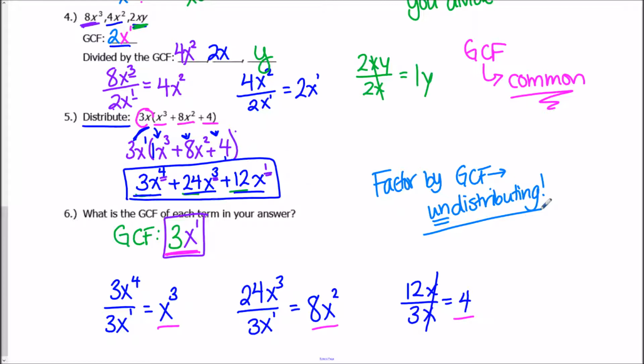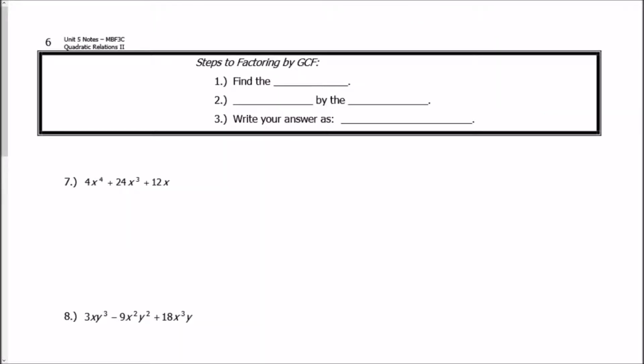Okay, so let's go ahead and move on to the next part right here and see how we can apply this. Okay, so how do we factor by GCF? The first thing we're going to do is find the GCF. Then we're going to divide by the GCF, just like we've been doing all throughout this video. And then the last step I'll help you guys out with once we get to that point.